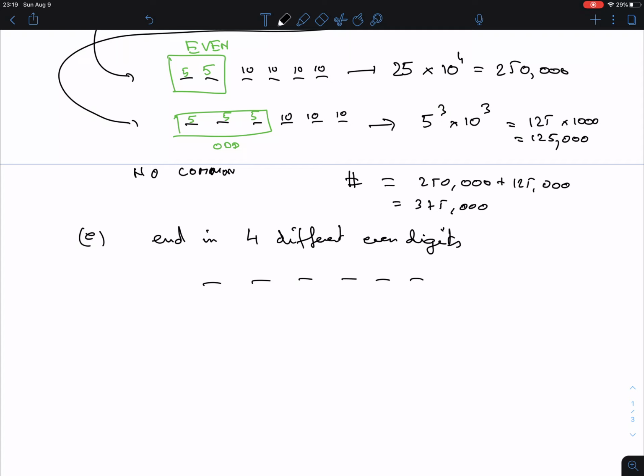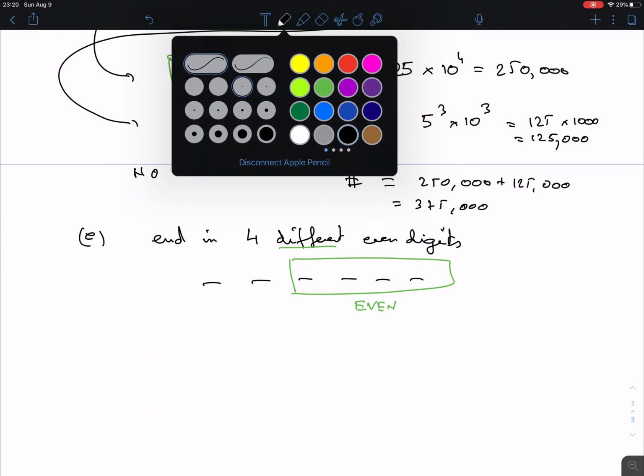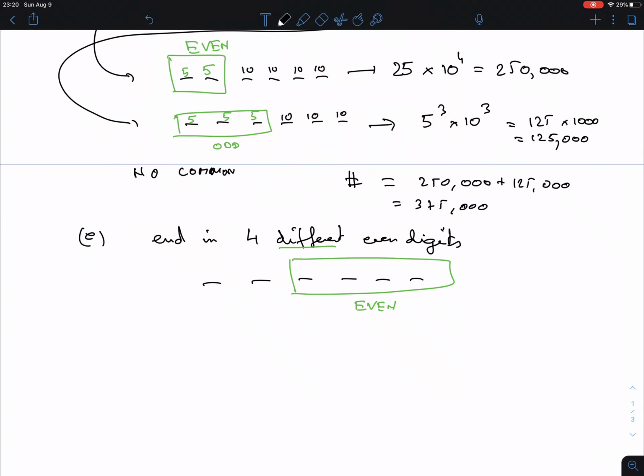So end in 4 different even digits. So what we have is a restriction here on these guys. These have to be even. Okay, but there's something more. They have to be different. Let's think about how many choices we have. For the first digit, I have still 10. Each time I put a number here, it means the number of choices I have, right? I'm not putting a digit there. So we have 10 choices for the first digit. There's no restriction on that.